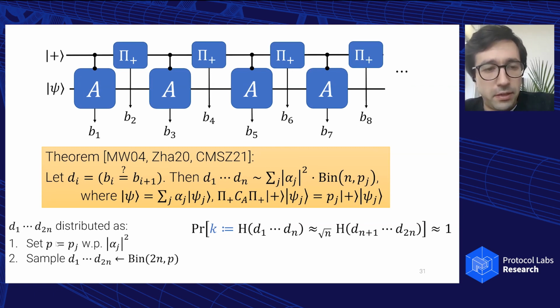No matter what p I choose in the first step, in this second step I'm sampling independent random bits, which are 1 with probability p, which means that I can use a Chernoff bound to show that this thing is going to be close to its mean, which is p times n, and this thing is also going to be close to its mean, which means that they're going to be close actually to each other.